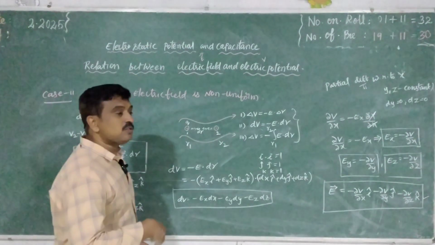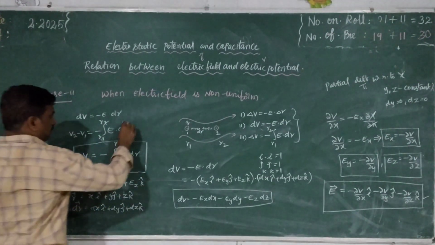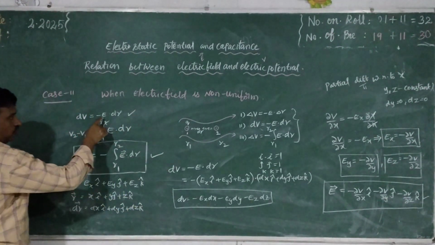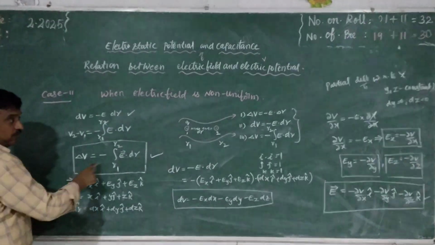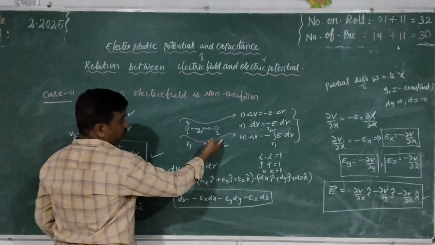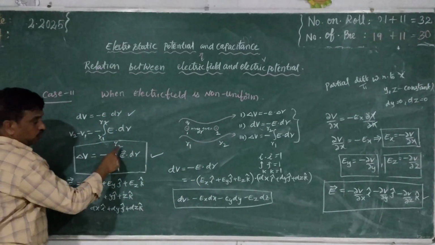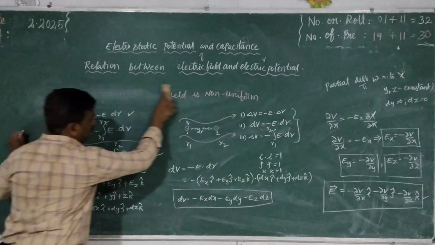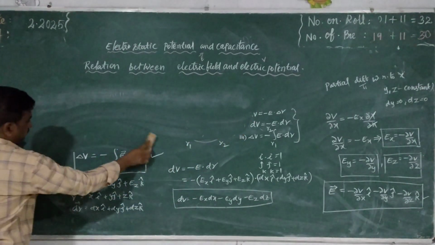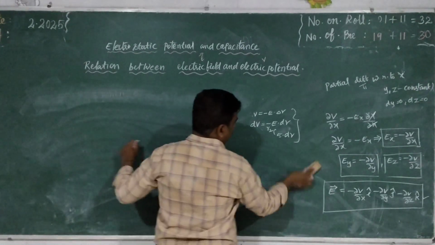When the field is non-uniform, in that case the main formulas are these. See, dV equal to what? Minus E dot dr. Delta V is the total potential from the first point to the second point, which means V2 minus V1 equal to minus the integral from R1 to R2 of E dot dr. These formulas we can use and solve the problem. This is the case 2 when the electric field is non-uniform. Now see here, we can solve the problem.